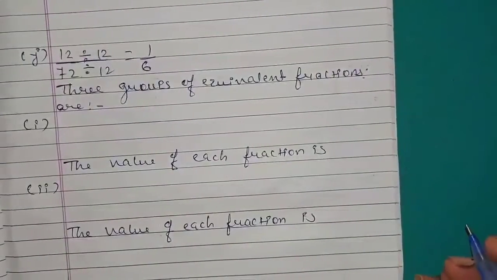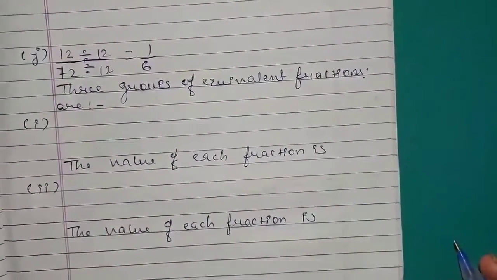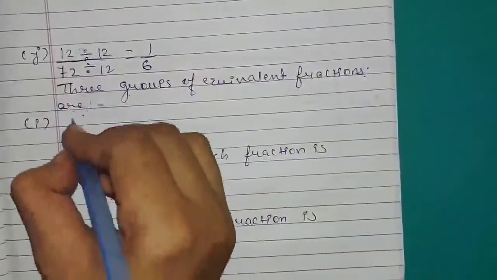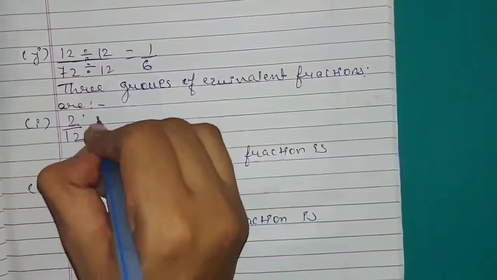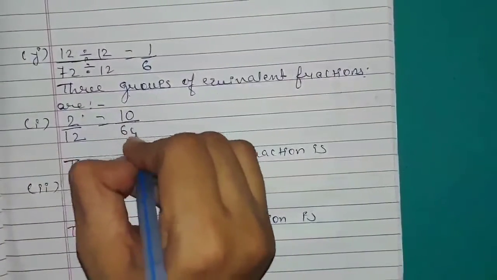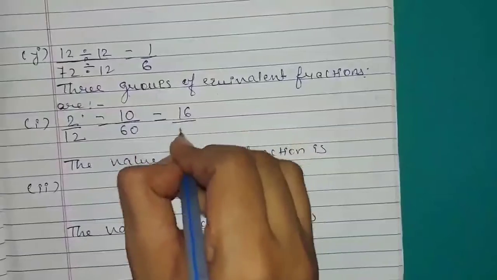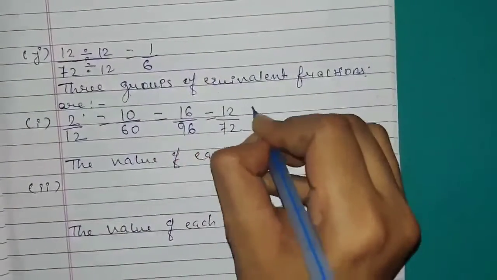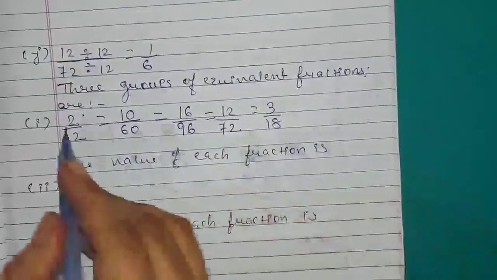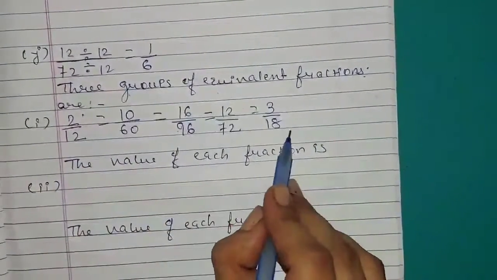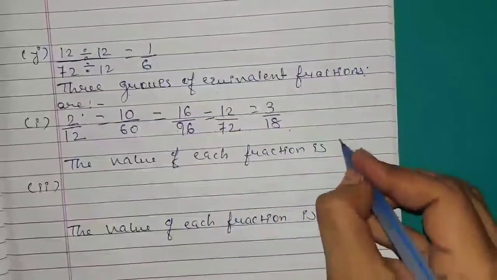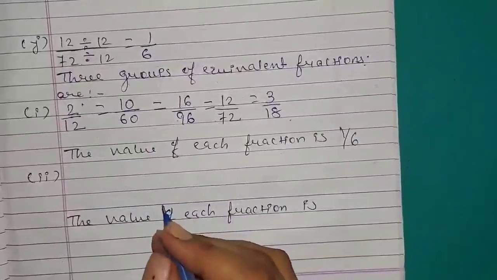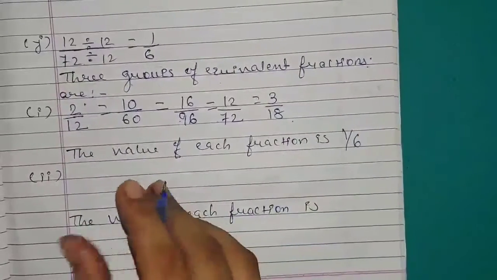Now students, we have to make three groups of equivalent fractions from these answers. So first group of equivalent fractions is 2/12 equals 10/60, equals 16/96, equals 12/72, equals 3/18. You can see students, each one will give 1/6. The value of each fraction is 1/6.